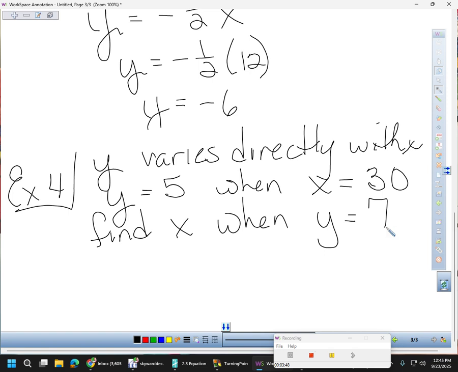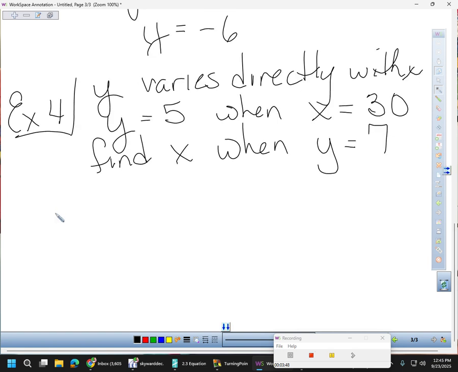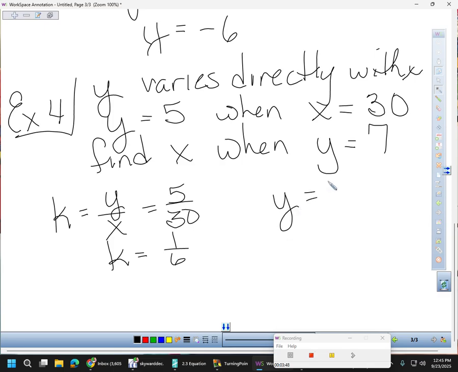All right, so again, very first thing we do is we find k. K is y divided by x. So in this case, y is 5, x is 30. So k equals 1/6. Is there any question on that step? Okay, that was step 1. Step 2, we plug it into our equation. Y equals kx.